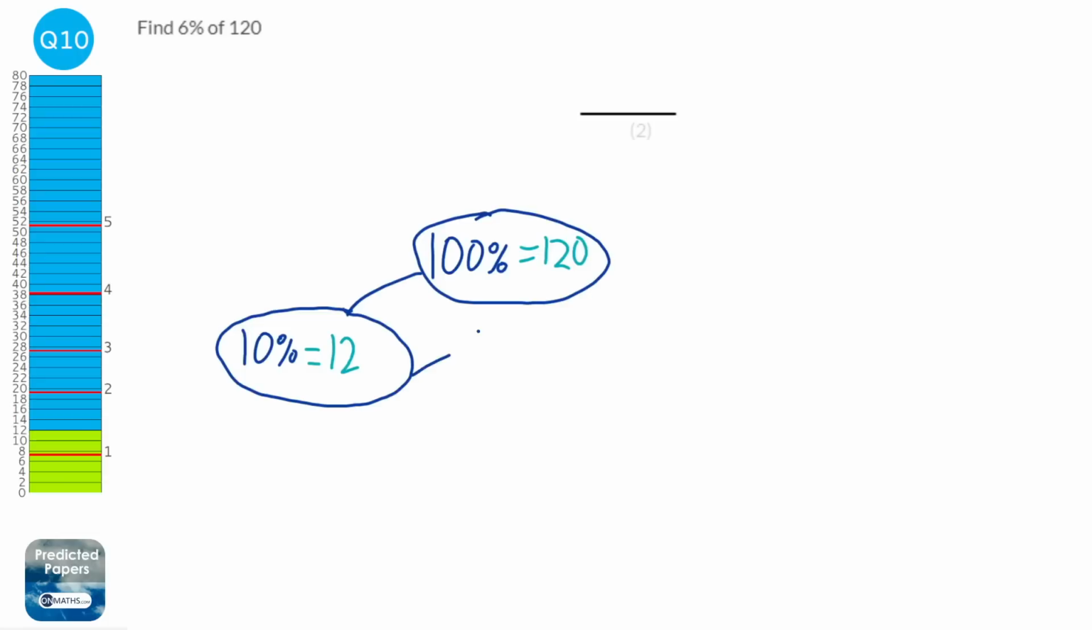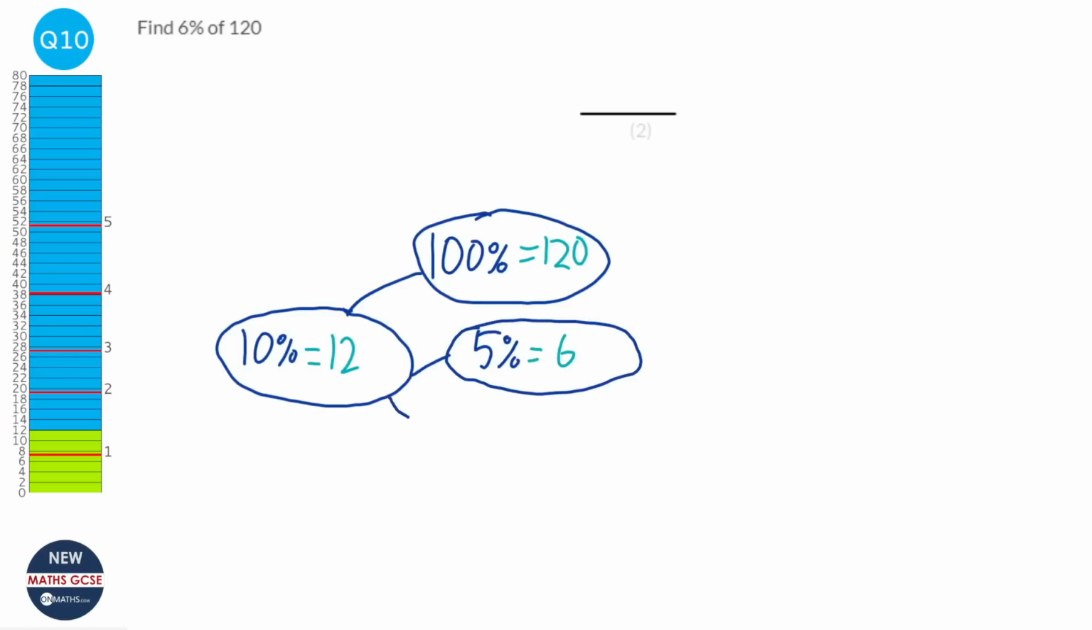And we try to get 6%, so it'd be nice if I knew 5%. And 5% is nice and easy because we just halve that 10%. So that'd be 6. And if we got the 1% as well, we can get to the 6%. So to find out what 1% is, we just divide the 10% by 10 and get 1.2.